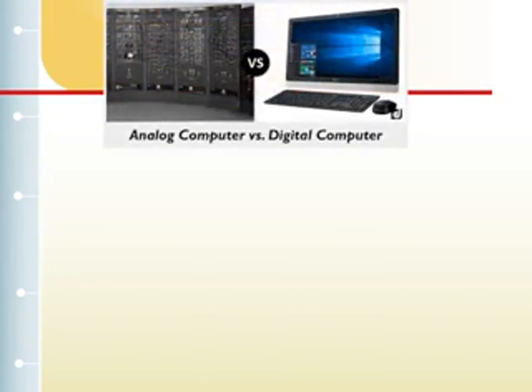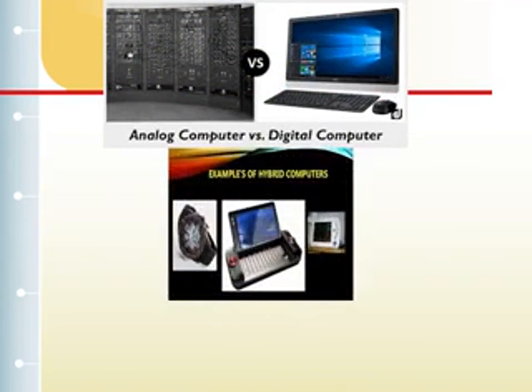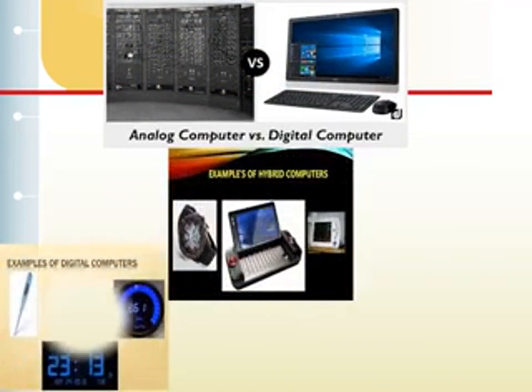Computers come either as analog or digital. There are also some computers that come as hybrid. However, in this video, we'll only have a quick look at the digital computer. We'll just focus on the digital computer.